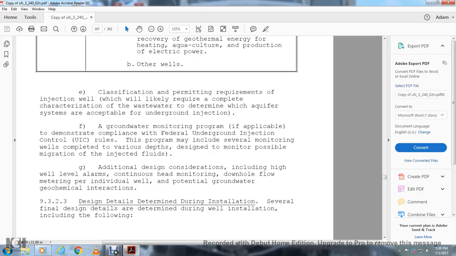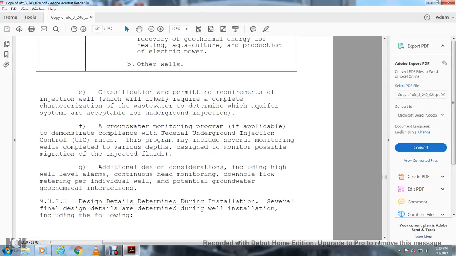The program includes several monitoring wells complying with the various depth designs of the monitoring, and possible mitigation of injection fluids. G. Additional design considerations, including a high well level alarm, continuous head monitoring, downhole flow metering per individual well, and potential groundwater geochemical interactions.